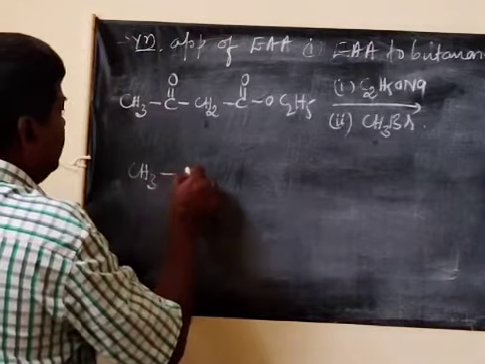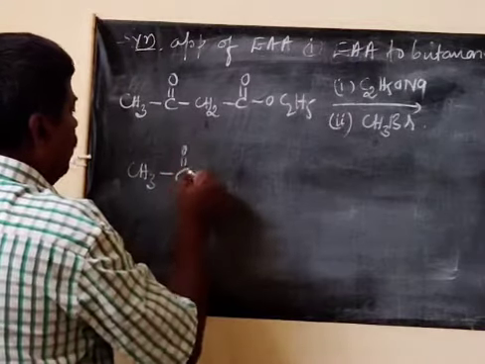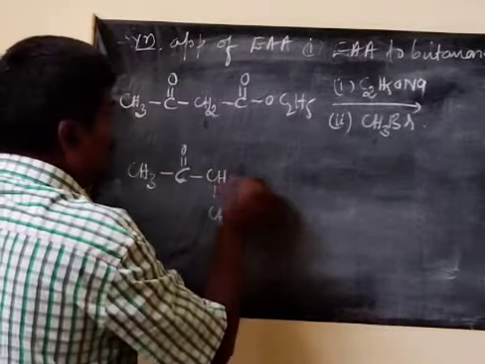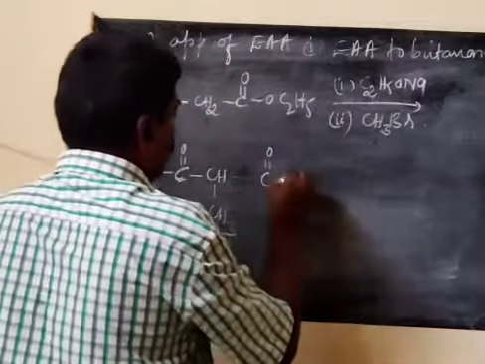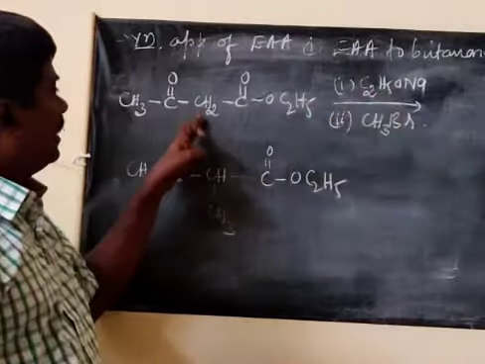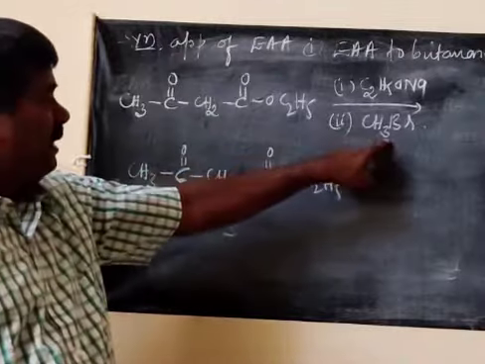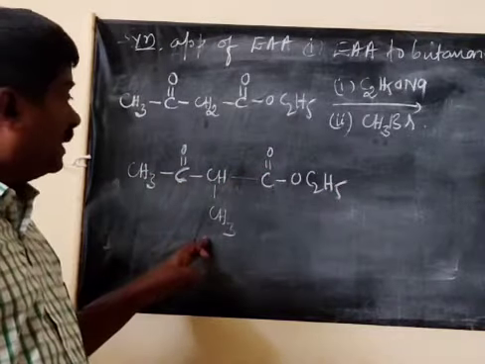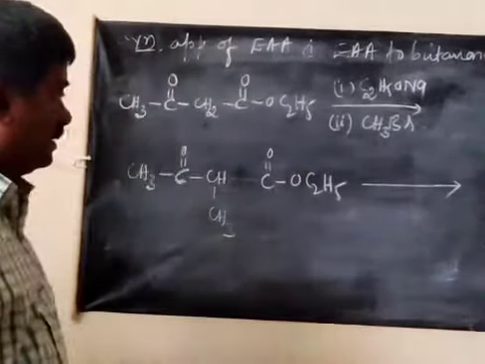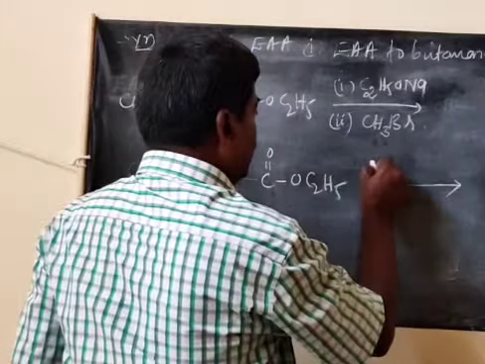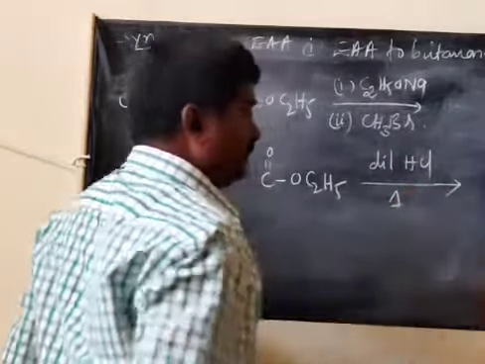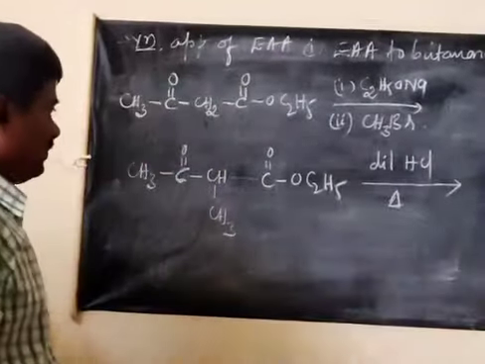So CH3, C double bond O, CH, CH3, C double bond O, O, C2H5. See, sodium methoxide is used to replace the hydrogen atom. Then sodium is replaced by the methyl group, so it forms this intermediate. See, this on ketonic hydrolysis. Ketonic hydrolysis means hydrolysis with dilute HCl and then heat.